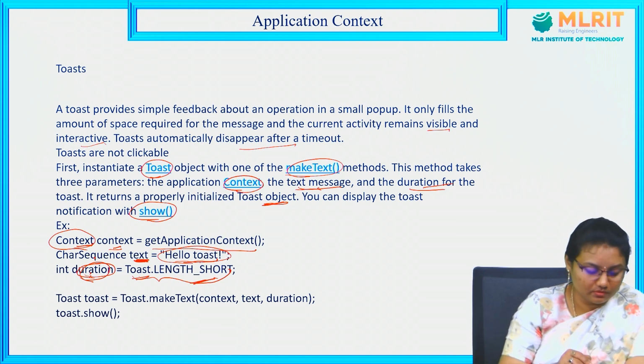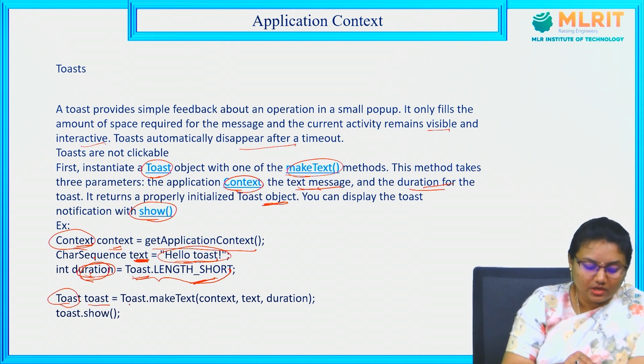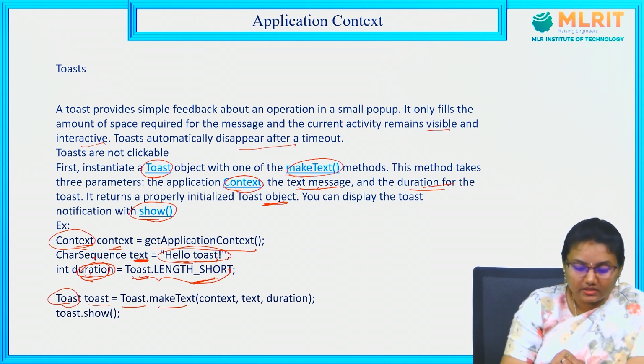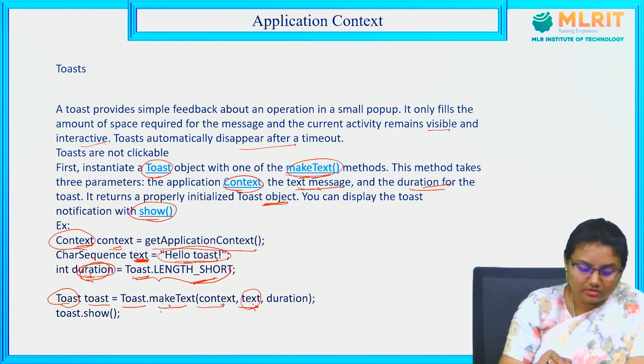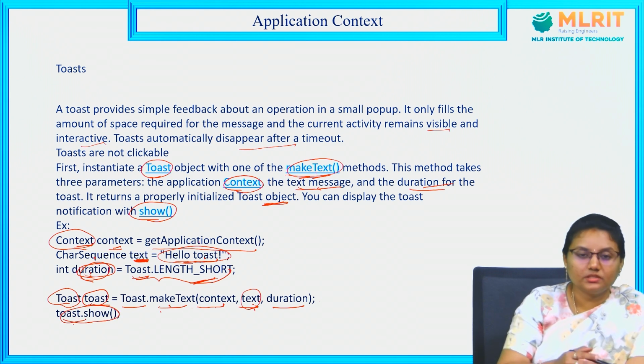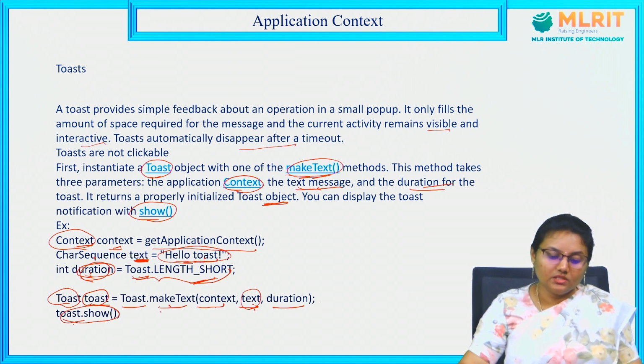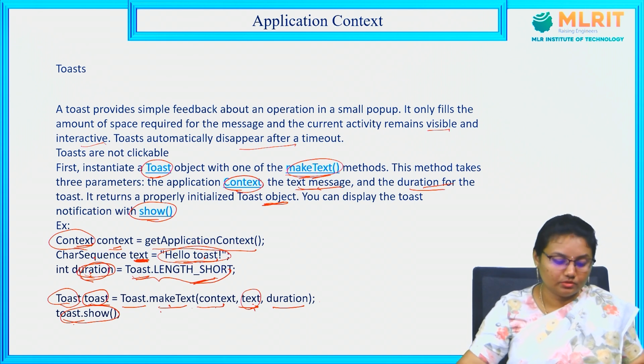Now what do you have to do? With the Toast class, Toast.makeText. makeText is a method. What is the use of makeText? It is a method which creates a message and displays it. So context is the first parameter, text is the second parameter, which is the Hello text. Context means it retrieves the context from the application, and duration is LENGTH_SHORT. So toast.show, or else you can also give .show here. So toast.show is displaying your toast message. This is one example of writing a toast.